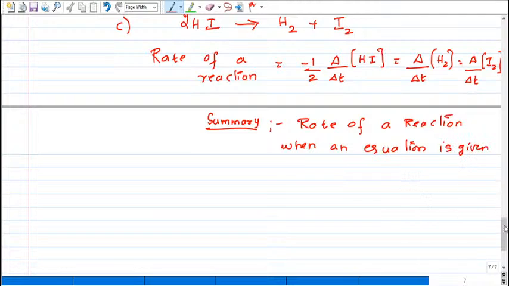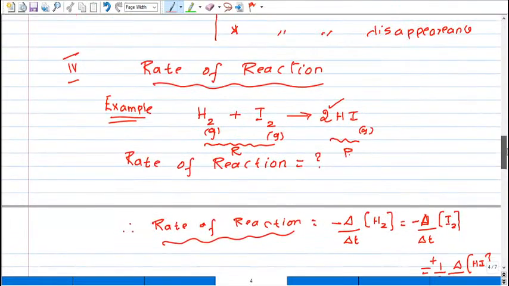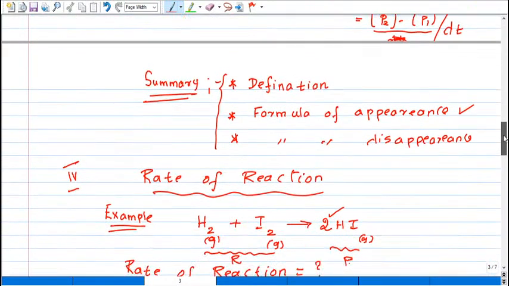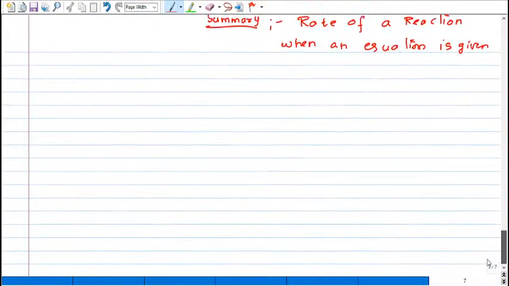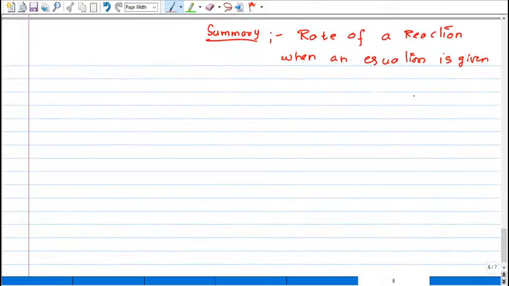So summary 1 has been already finished. We went with 3 important points. Summary 1 is the definition of chemical kinetics, the formula of appearance and the formula of disappearance. And the second part is the rate of reaction, in which an equation is given, and it is very easy for us to find the rate of a reaction. So very, very important.